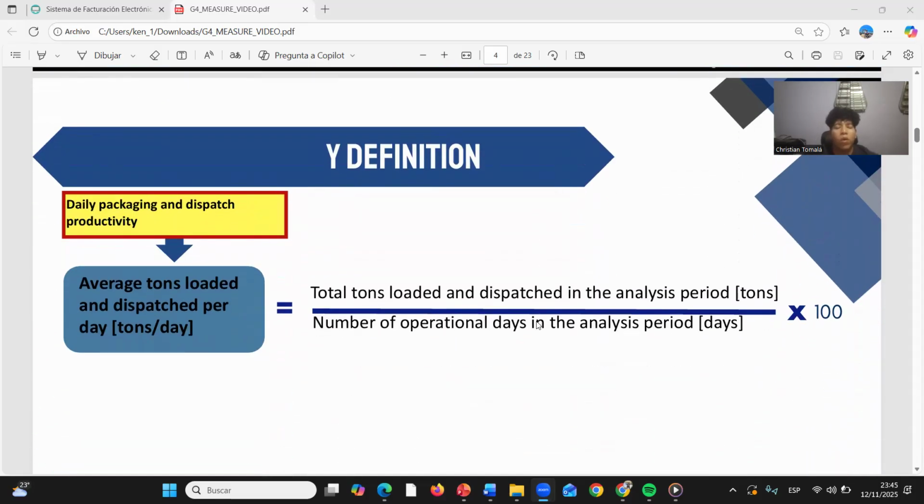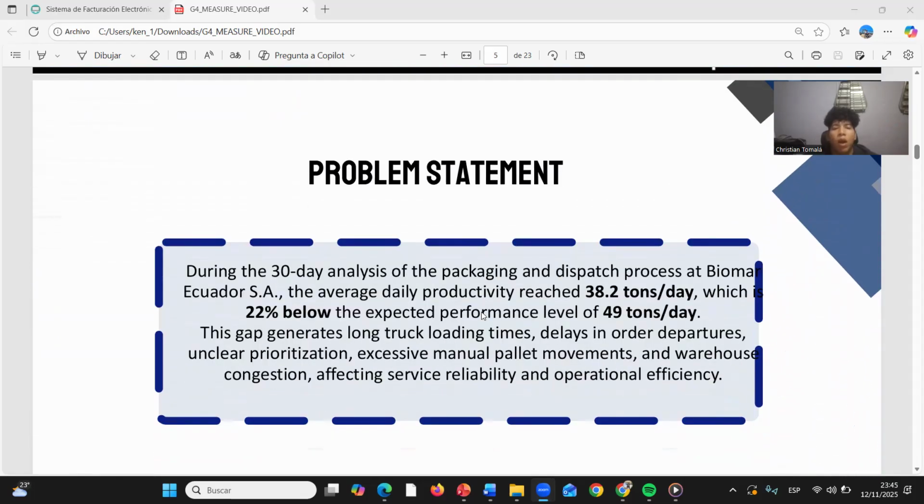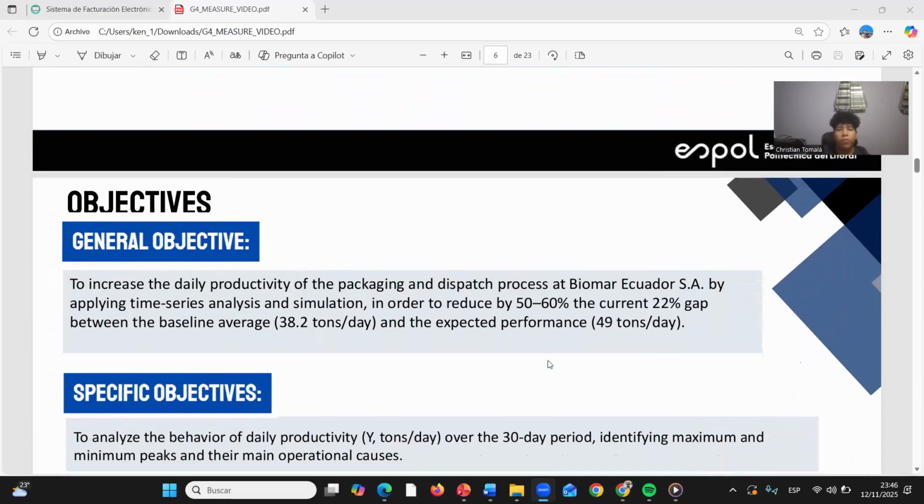So now about our Y definition, our Y is average tons loaded and dispatched per day. We can see how we get this variable. About our problem statement, during the period of about 30 days in which we took the data, the average daily productivity reached just 38.2 tons per day, but this is 22% below the expected level of 49 tons per day.